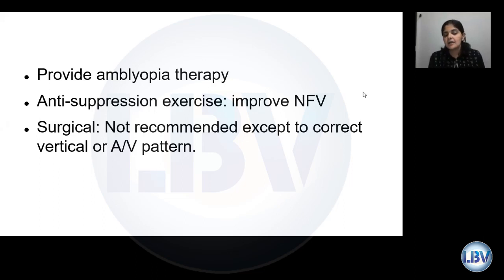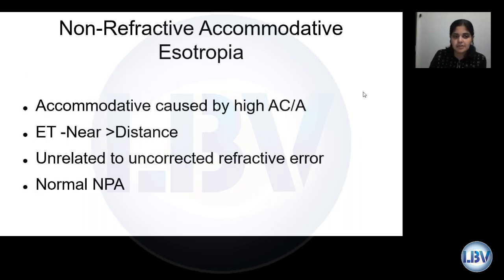And again, for accommodative type of esotropia, surgery is not recommended until there is a vertical component or an AV pattern associated with it. And when the surgery is done, typically it is done only for that part. The rest is managed with the refraction or the plus lenses and the bifocals that you will give.